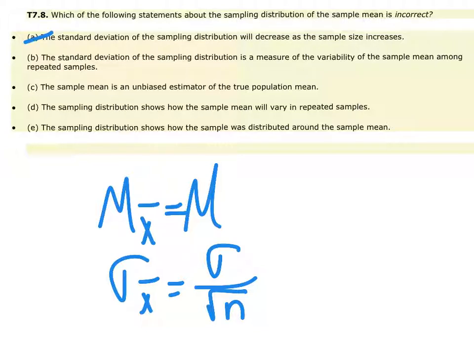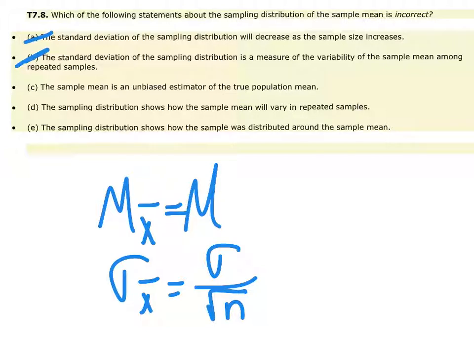Letter B, the standard deviation of the sampling distribution is a measure of variability of the sample mean among repeated samples. True. That definitely is just the definition of it. Standard deviation measures variability, and the standard deviation of the means means they did many, many samples of a certain sample size. So by definition, letter B is a correct statement. Letter C, the sample mean is an unbiased estimator of the true population mean.